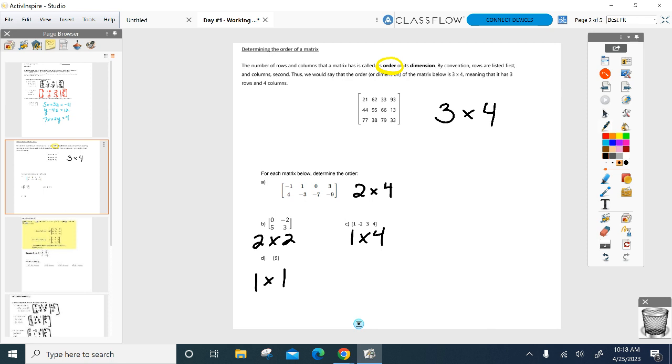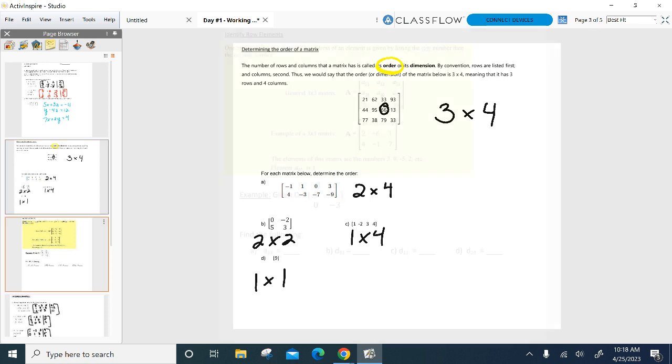All right. Last thing I have to show you today is how do you tell where a number is in the matrix? Like here, 66. Where is that in the matrix? I need a location. It's called an address. Nice, huh? It's where it lives in the matrix.